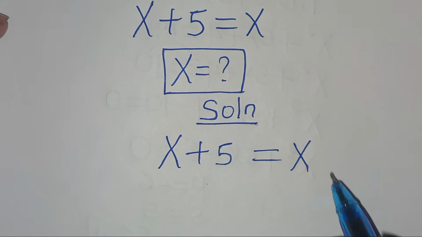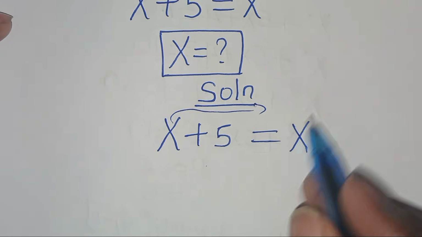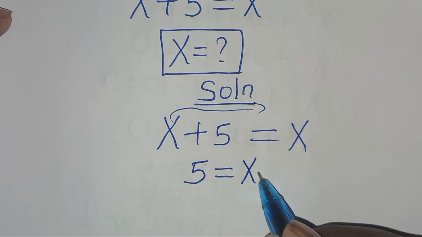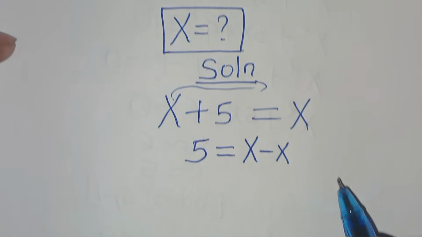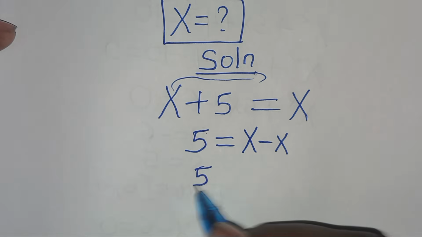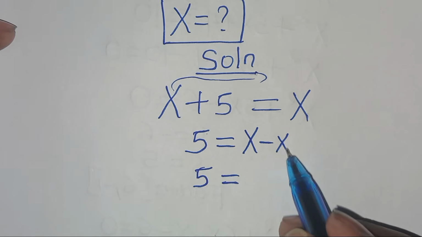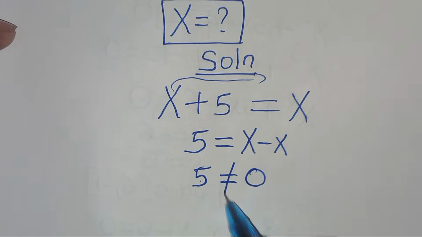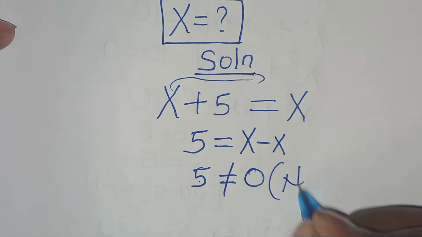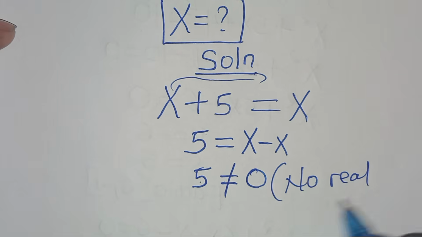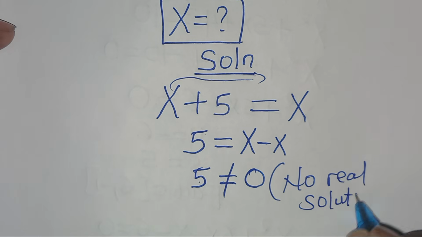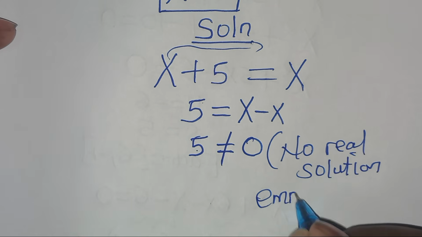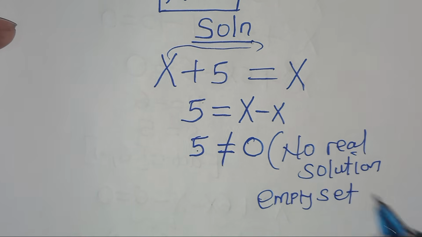So the first step is to take x on the right hand side so that we have 5 equal to x, subtract x. So this means that 5 is equal to, now we have x minus x, this is equal to 0. And this means that 5 is not equal to 0. This means there is no real solution for this math problem. What we have is an empty set.